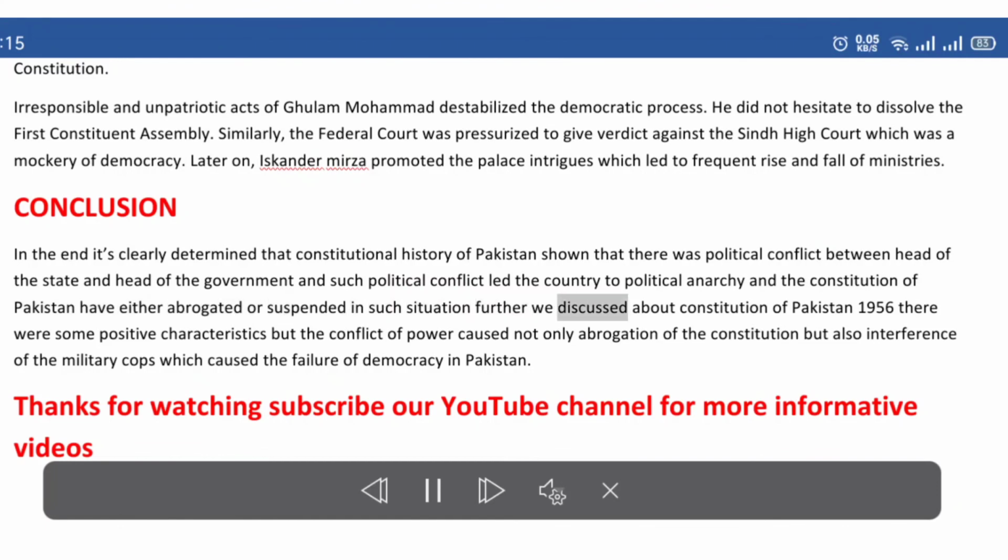Further, we discussed the Constitution of Pakistan 1956. There were some positive characteristics, but the conflict of power caused not only abrogation of the Constitution but also interference of the military corps, which caused the failure of democracy in Pakistan.